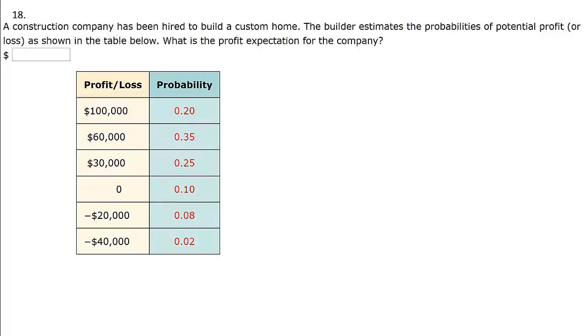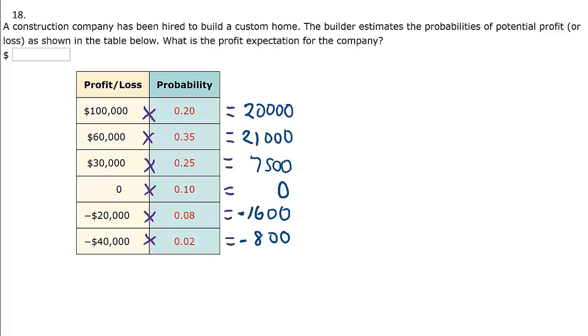The builder estimates the probabilities of potential profit or loss as shown in the table below. What is the profit expectation for the company? So this table gives us a profit and loss amount column, and it gives us a probability. As I've said before, this is the easiest setup for an expectation. All you have to do is multiply across, which I've done here, and then add them up.